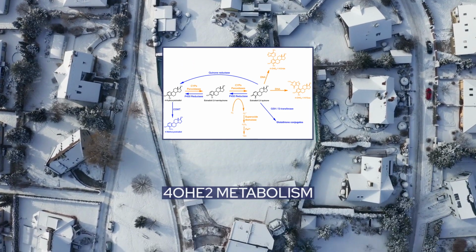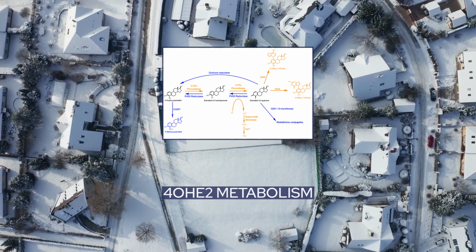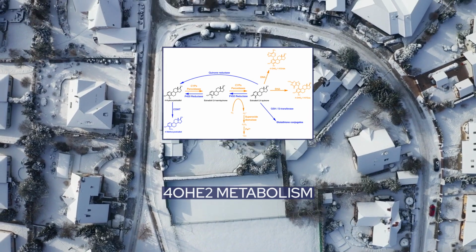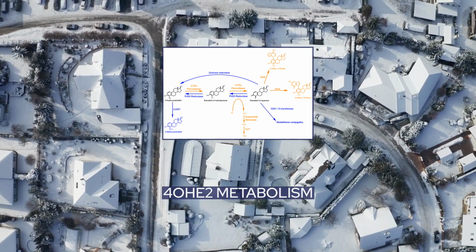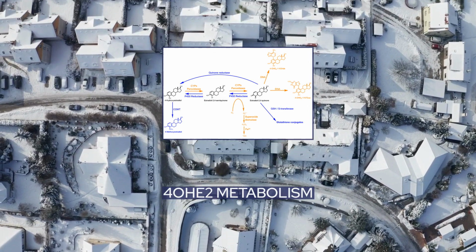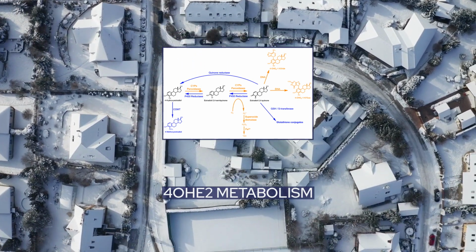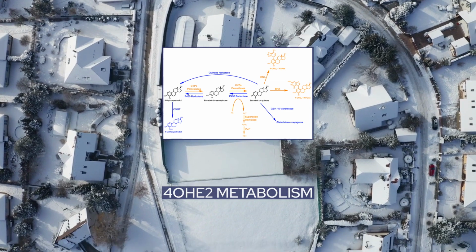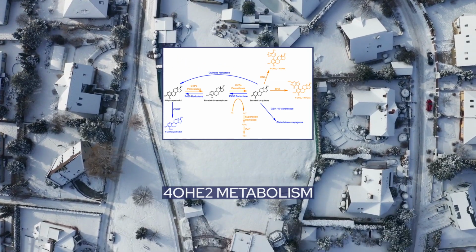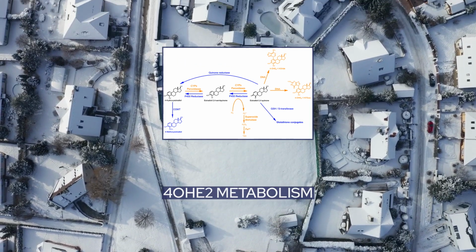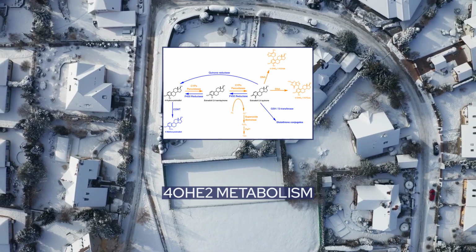extrahepatic tissues shifts the balance in favor of 4-OHE formation. 4-OHE is thought to be the most carcinogenic of all the estradiol metabolites, especially considering that CYP exhibits overexpression in breast cancer tumors. 4-OHE, like 2-OHE, can be physiologically active as well as tumorigenic.